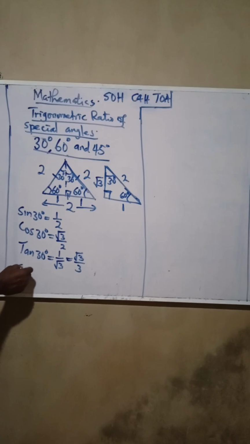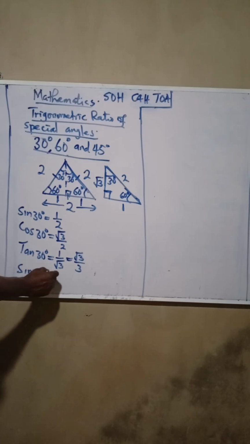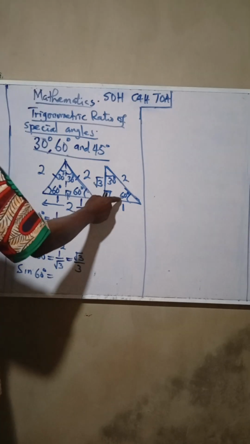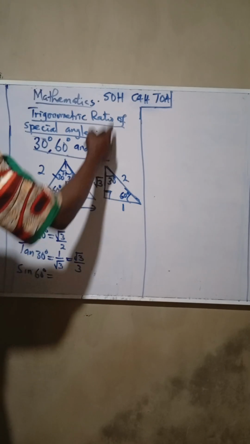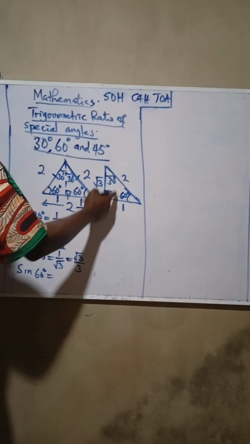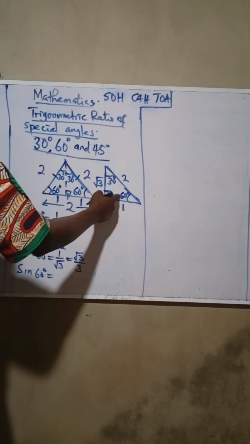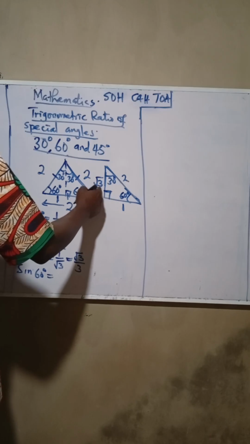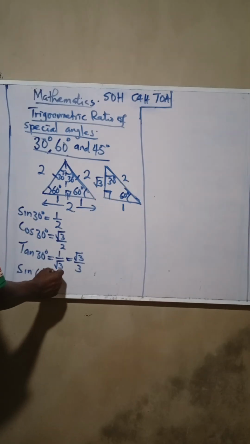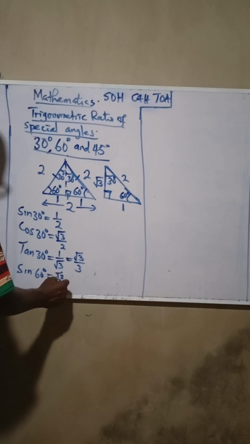We are starting with sine 60 degrees. Since we are using 60, this is angle 60 degrees. We are looking for sine, opposite over hypotenuse. The side facing angle 60 degrees is the opposite. Then opposite over hypotenuse is root 3 over 2.